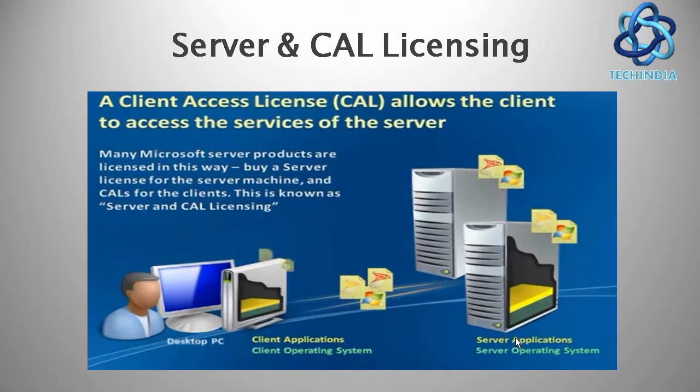So this is what we can call the server and client licensing model. A client access license, called CAL, allows the client to access the services of the server. Many Microsoft products are licensed in this way, by a server license for the server machine and a client license, called CAL, that means client access license. This is known as the server and CAL licensing model. We can call it like that also.